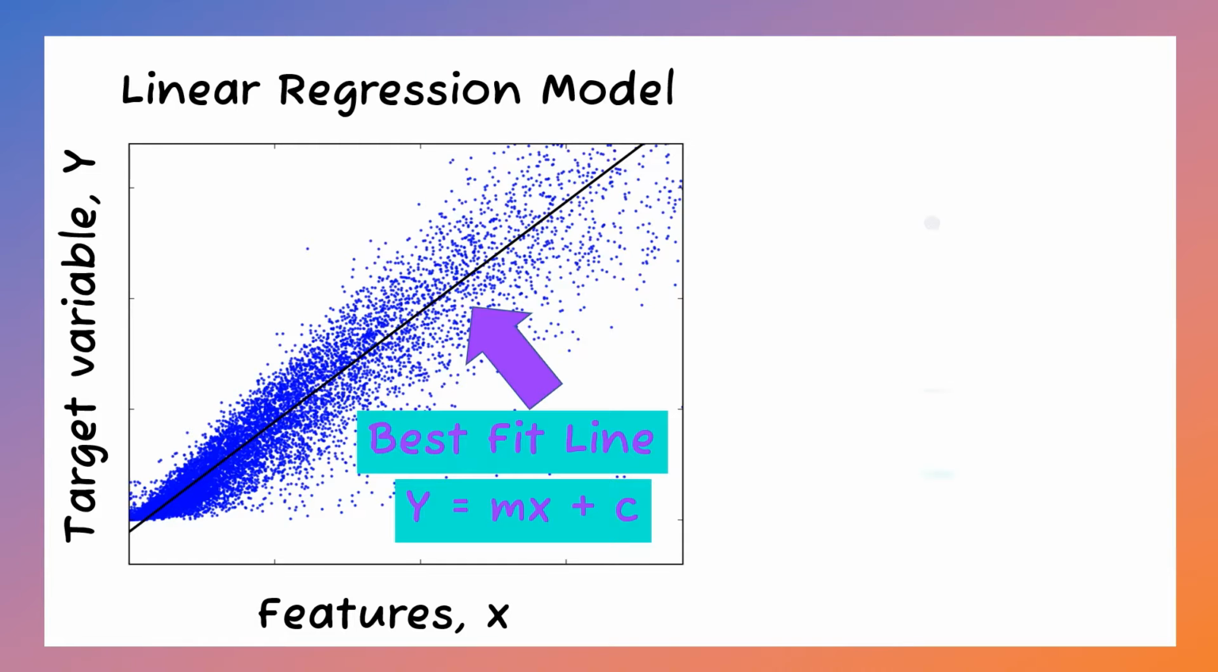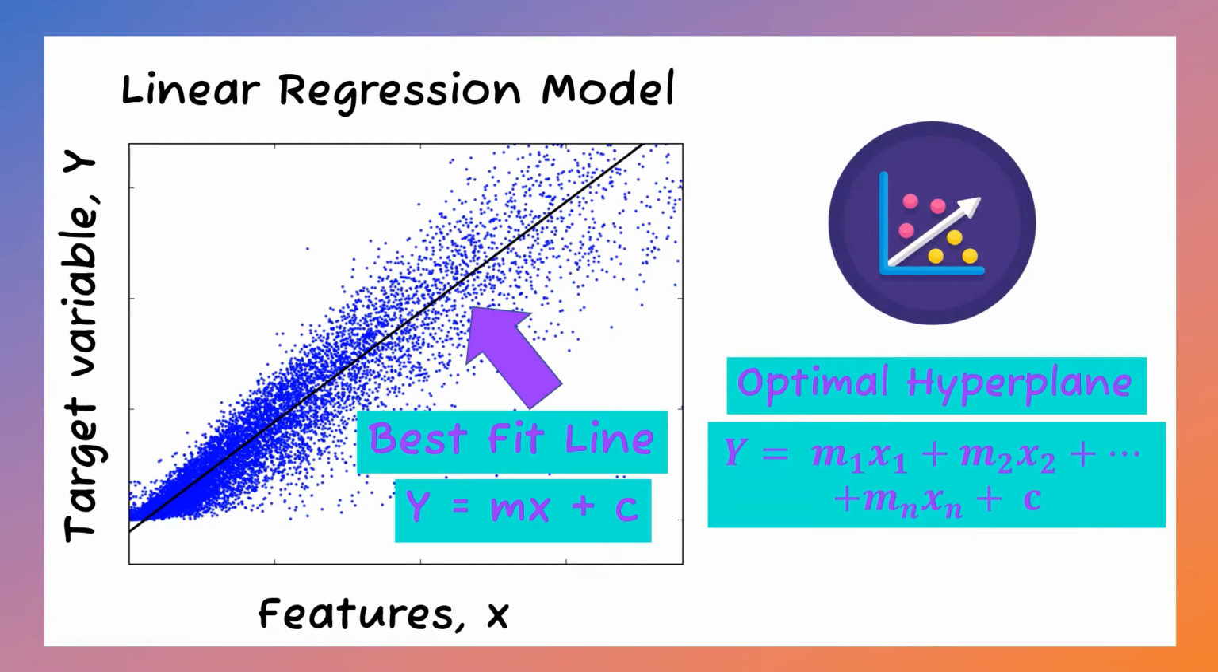Mathematically, linear regression can be extended to multiple independent variables, such as x1, x2, to xn. The best fit line becomes the optimal hyperplane through these data points in high-dimensional space. The model parameters become the coefficients m1, m2, to mn, and intercept c.